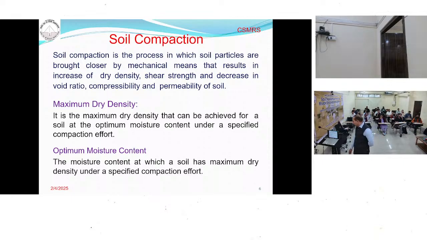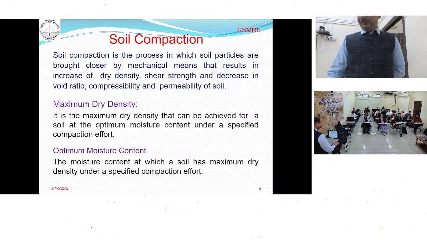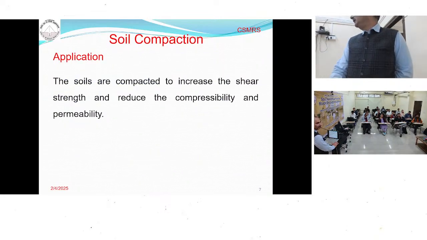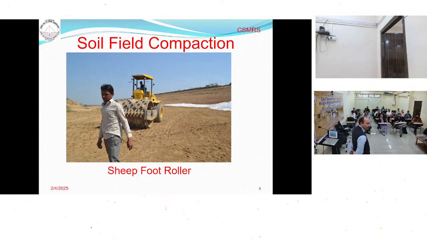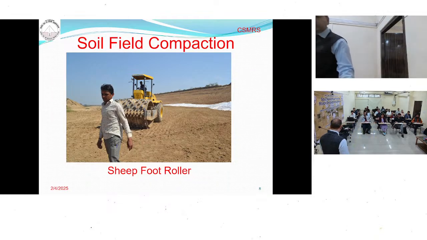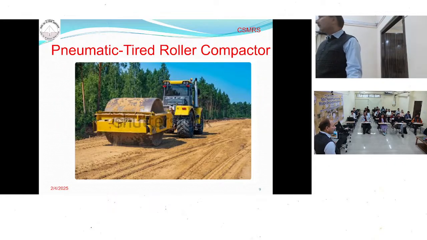So how do you determine these OMC and MDD in the laboratory? This is the field compaction. Here you can see a roller. This is called the sheep foot roller. Depending upon your soil, you decide which kind of roller you use. If it is a cohesive soil, what kind of roller do you use? Sheep foot roller. If it is a granular soil, for example, what kind of roller? Vibrating roller. Good. So this is the vibratory roller.